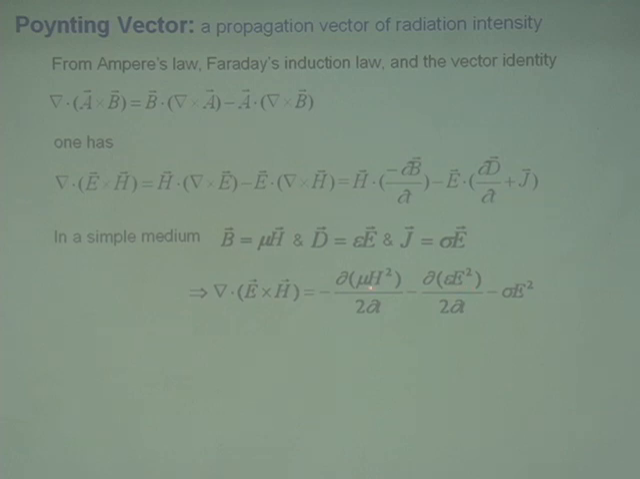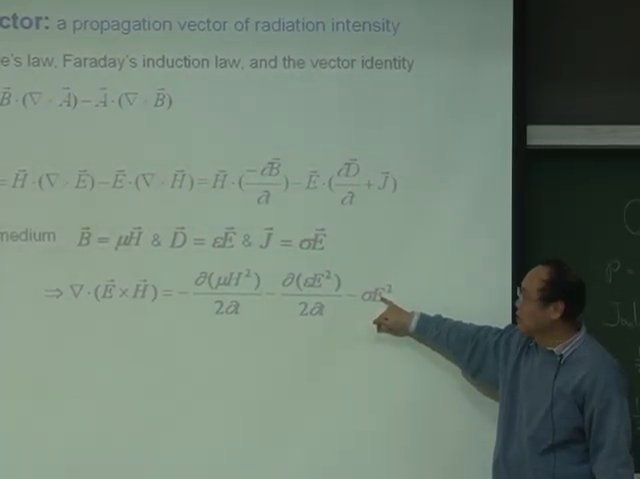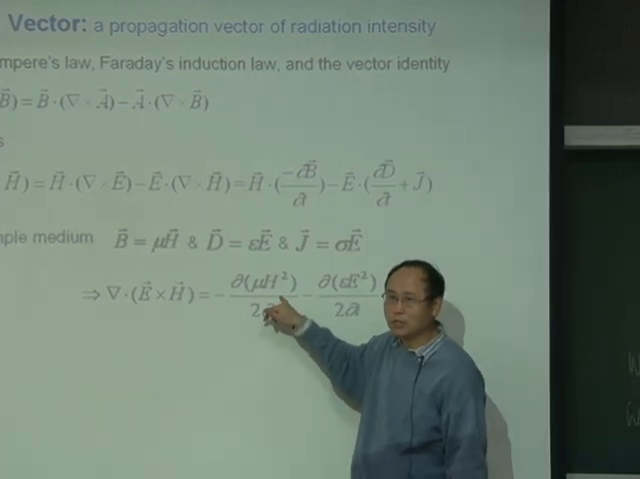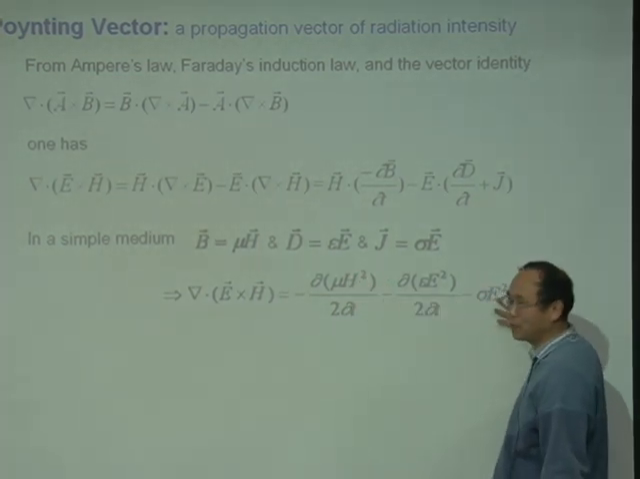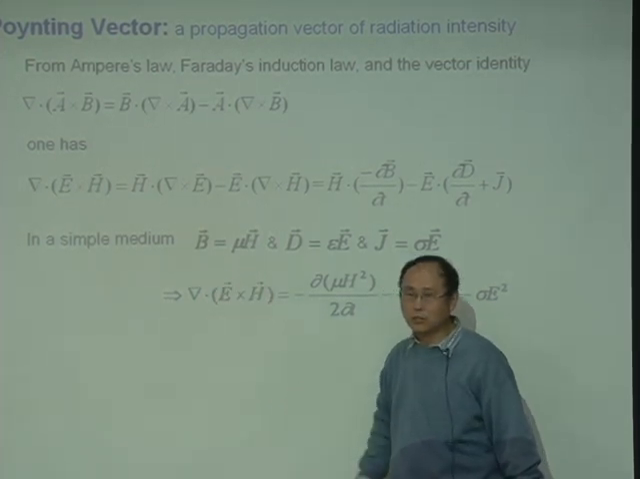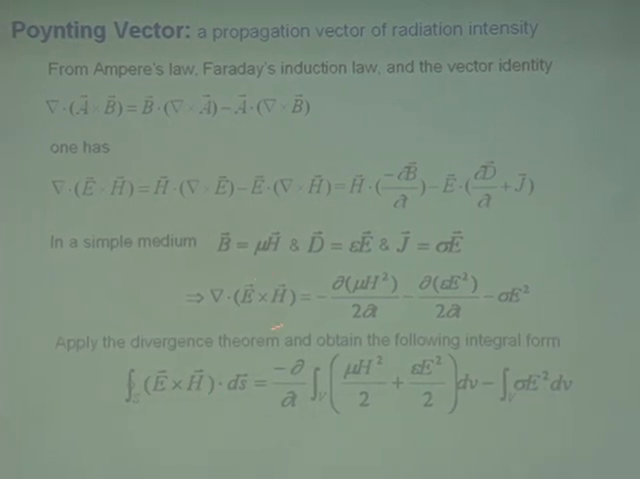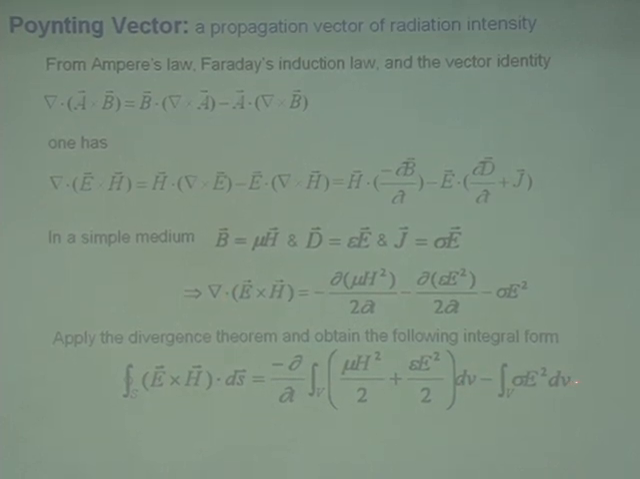This is power density. This is power density. Except that this power density is associated with ohmic loss. This power density is associated with the electric energy. This power density is associated with the magnetic energy. Okay, so with this interpretation, now you understand that this is a power density associated with the electromagnetic wave. Okay, we now apply the divergence theorem, and then on the right hand side you have all the integrations over volume.